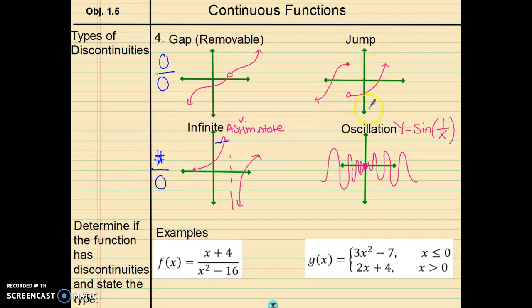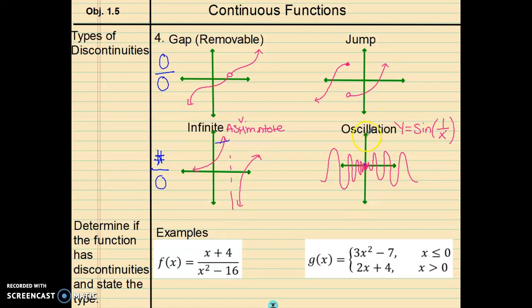The second one is a jump. Here's an example of a classic jump, and usually you achieve that with a piecewise function. The next one is called an infinite or vertical asymptote, and of course you see that represented here. Algebraically, it's usually a non-zero number over 0 that you get.